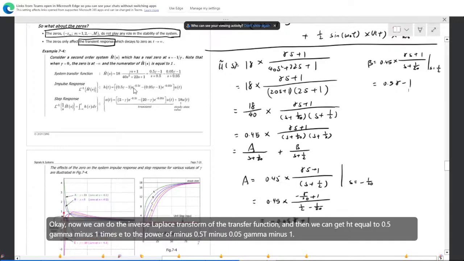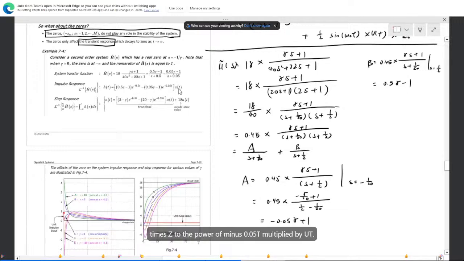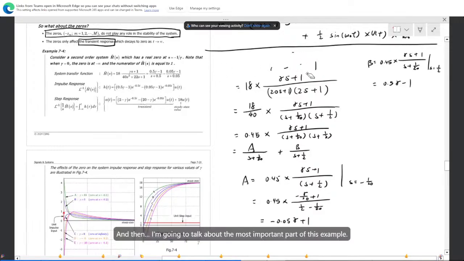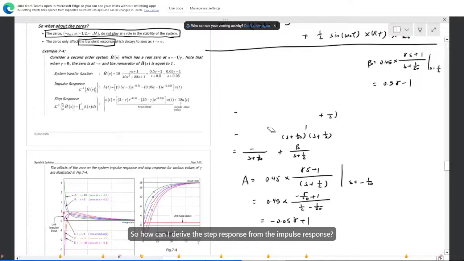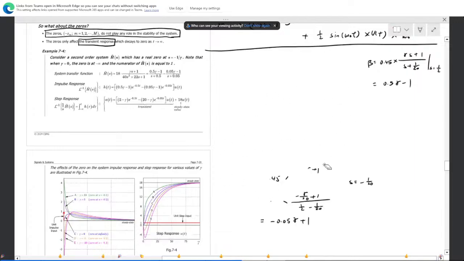Okay, now we can do the inverse Laplace transform of the transfer function, and then we can get h(t) equal to (0.5 gamma minus 1) times e to the power of minus 0.5t minus (0.05 gamma minus 1) times e to the power of minus 0.05t, multiplied by u(t). And then I'm going to talk about the most important part of this example. So how can I derive the step response from the impulse response?